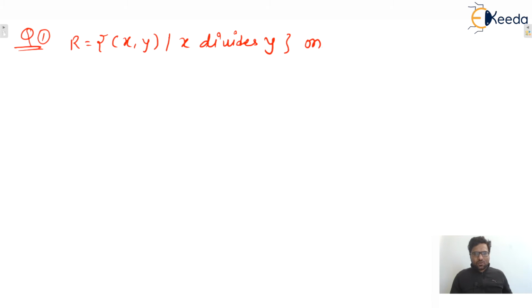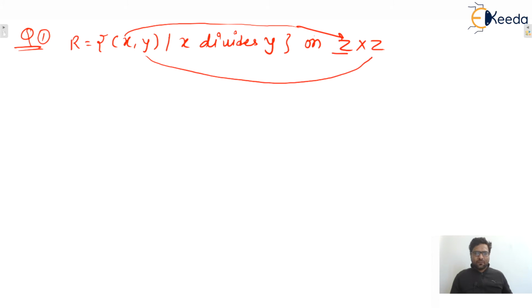And let's say this is on Z cross Z. Z cross Z means X belongs to the set of integers as well as Y belongs to the set of integers. Now you only tell me whether this relation is reflexive or not, whether this one is irreflexive or not, and whether this one is symmetric or not.